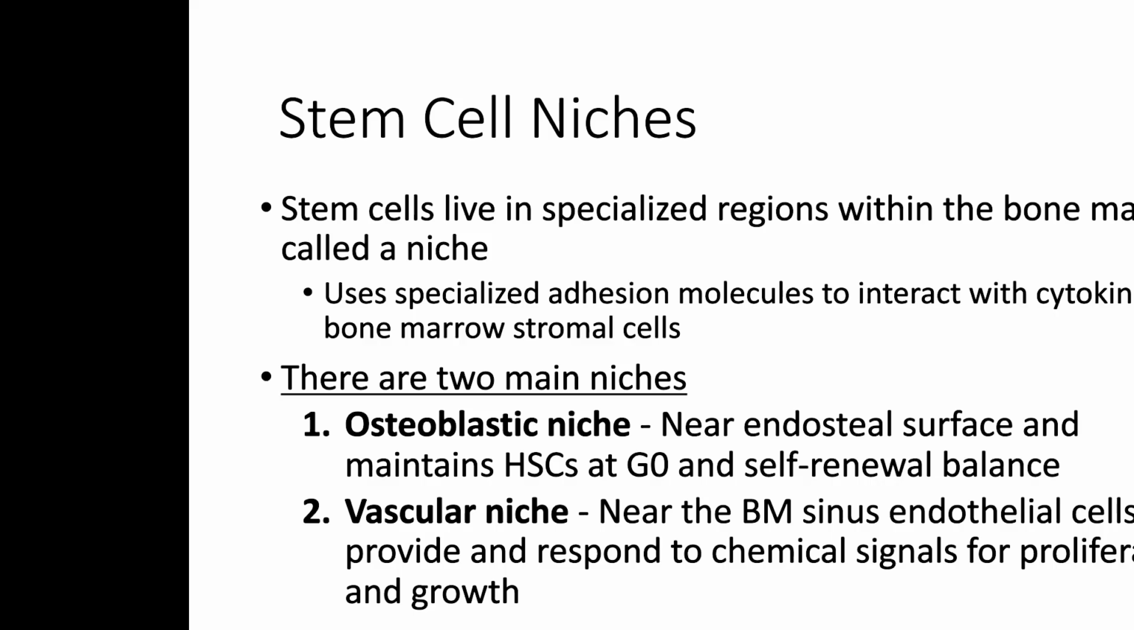Stem cells live in specialized regions within the bone marrow called a niche. We have two main niches: one is the osteoblastic and the other is the vascular. The osteoblastic niche is dedicated to maintaining hematopoietic stem cells, and it helps balance self-renewal. The vascular niche is near the endothelial cells that will provide and respond to chemical signals.